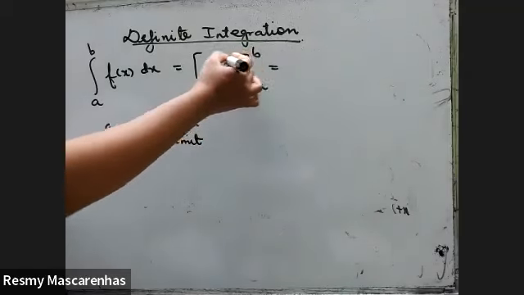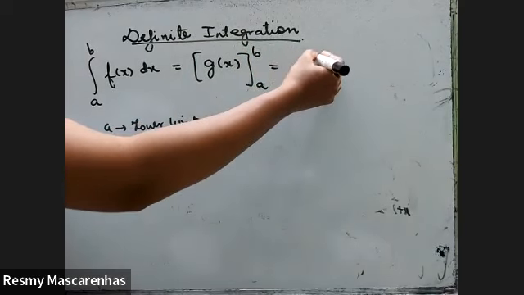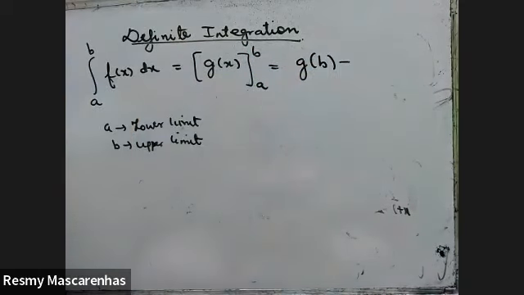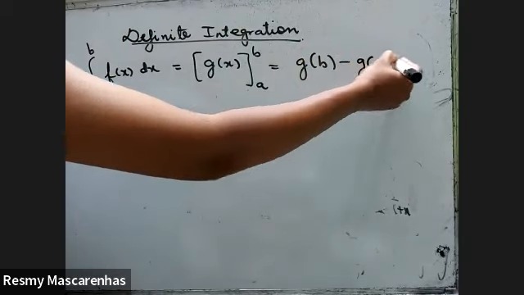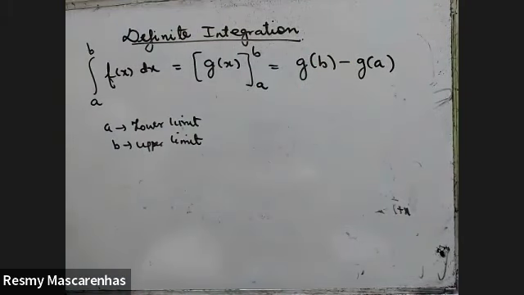So we have to always substitute the upper limit first. So this will be g of b. Middle sign is always minus. Upper limit minus the lower limit. So this is the formula for definite integration. Any integral, you just have to integrate and at last put upper limit minus lower limit.